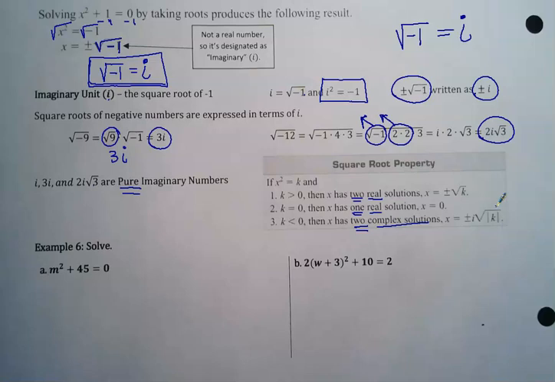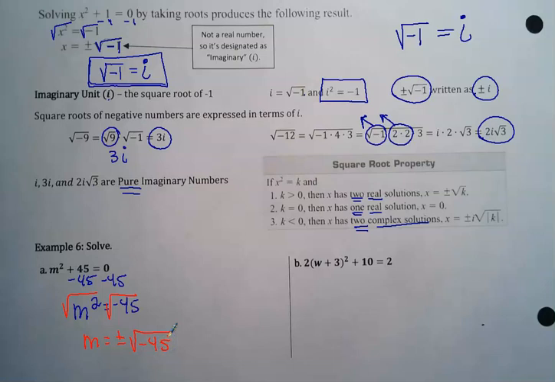So you know we're going to use this in example 6, right? That's how this works. So let's do it. We're going to solve by taking roots, because we have binomials. So we're going to isolate our squared term, subtract 45. So then we have m squared equals -45. We're going to take the square root of both sides. So now I have m equals plus or minus the square root of -45.